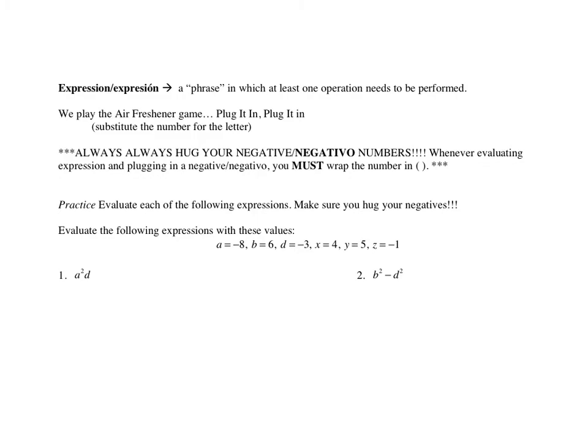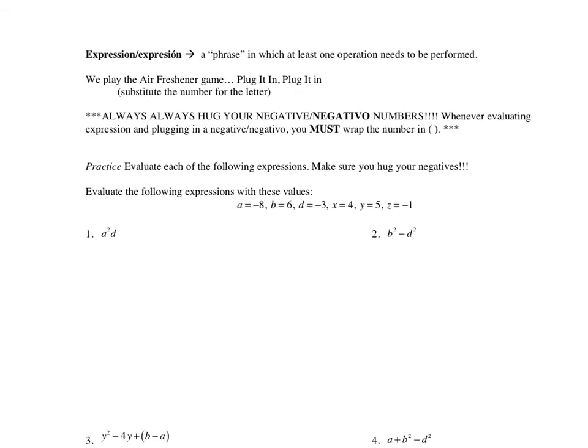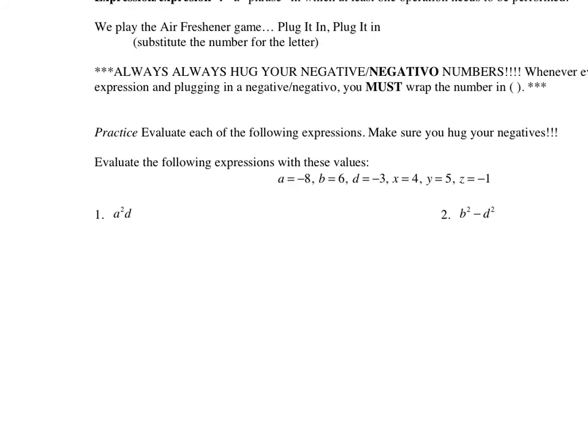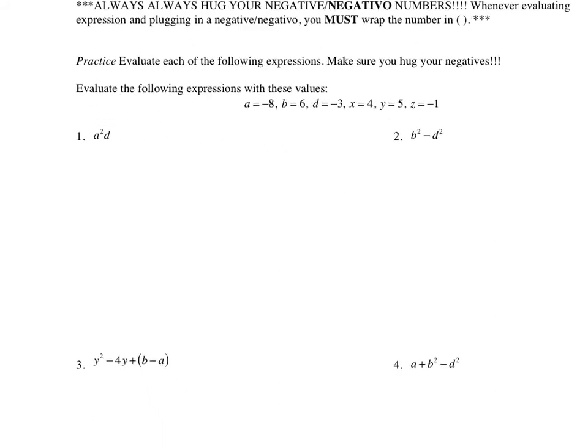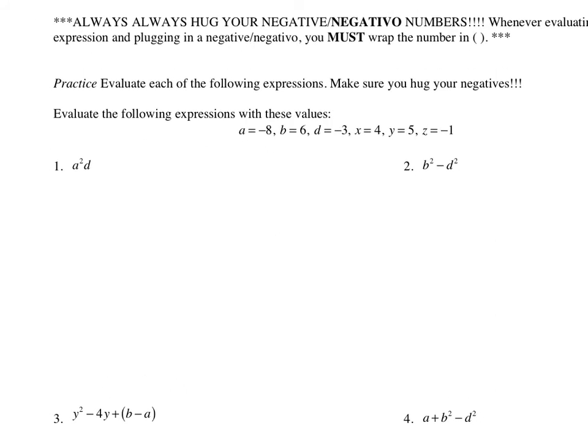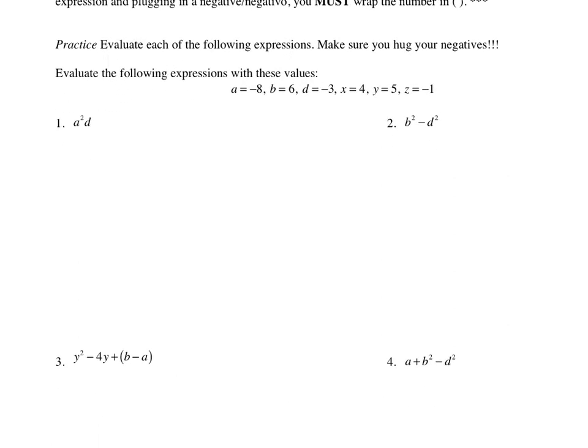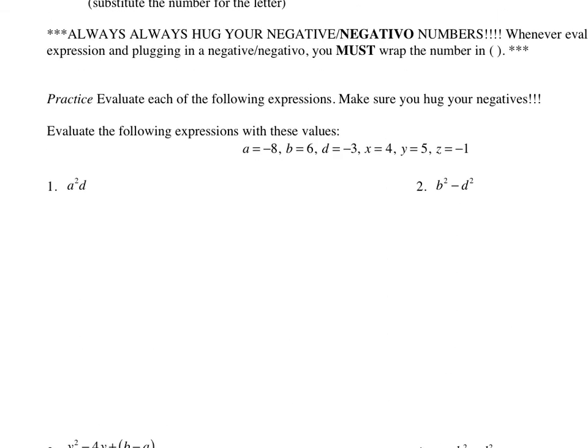So what we're going to be doing is evaluating each of the following expressions. Here's the deal. You're going to look and you really don't see that many numbers. You just see variables. You see an A, a D, a B, a D, a Y, a B, and an A, and then another A, B, D. So I'm telling you, right now, A's got to be -8, B's got to be 6, D is -3, X is 4, Y is 5, and Z is -1. So for this series of questions, that is what these values are. Later on, they can be something else, but right now, these are the values.